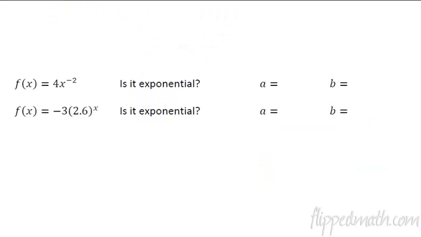Now, is it exponential or not? We know if it's exponential because there is an x in the exponent. Remember, if it's not x in the exponent, it's not exponential. So here we have an x that's in the base, therefore this one's not exponential, and we'd say no, and I don't need to do that part. But this one's exponential. The a, the initial amount, would be negative 3, and it is growth because the base, 2.6, is above the number 1. All right, simple stuff.